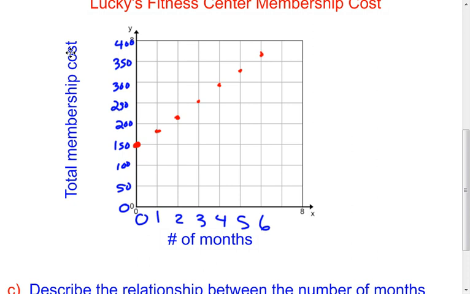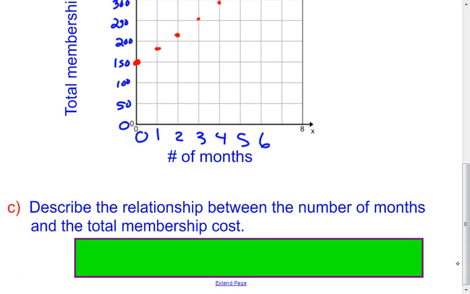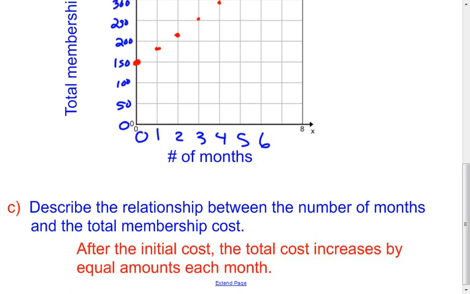Okay? So again, when you make a statement, I want you to tell me something that's happening on the x-axis and something that's happening on the y-axis. So here we go. After the initial cost, the total cost increases by equal amounts each month. Or you would say, as the number of months pass, the total membership cost increases. Okay? And that should do it.